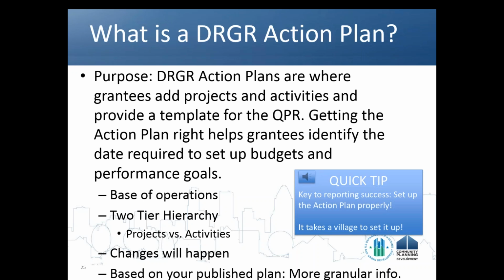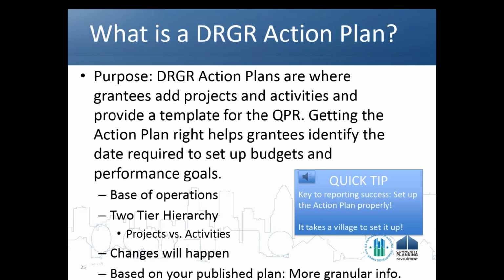Okay? So the purpose of the action plan is for you to provide a template for your QPR, so what you're going to be reporting on, as well as identify all the data you need that's required for budgets and performance goals. It's basically your published plan in granular detail. So in your published plan, you might talk about the housing you're wanting to do and some of the goals, but you're not going to talk about the deep specifics that you're going to be putting into your DRGR action plan.